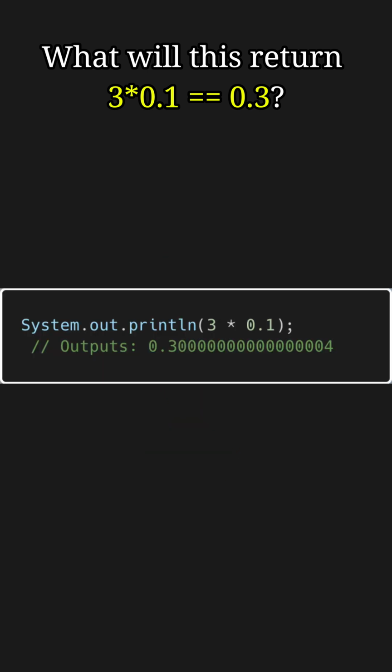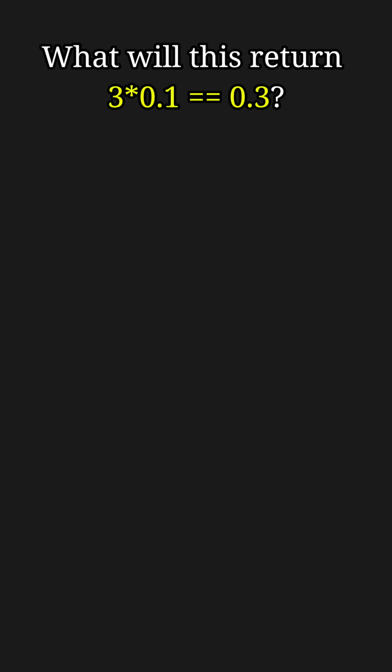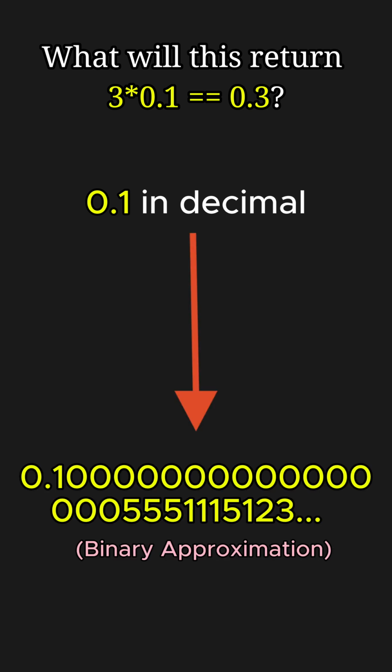Here's why. In Java, floating point arithmetic using double or float is not always precise. When we multiply 3 by 0.1, the result is very close to 0.3 but not exactly 0.3. Due to how numbers are stored in binary, slight inaccuracies occur. Floating point numbers like 0.1 are stored as approximations in binary. For example, the decimal 0.1 cannot be represented exactly in base 2. So Java approximates it as 0.1 followed by some zeros and then 5551115123 and so on.